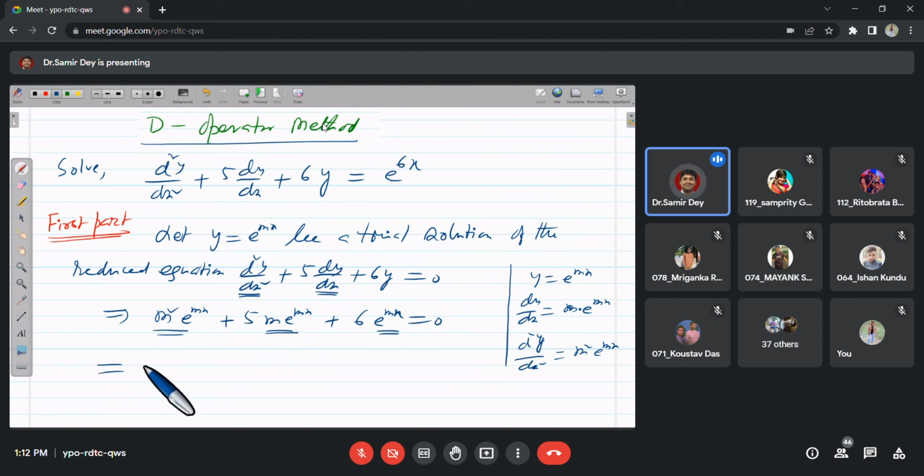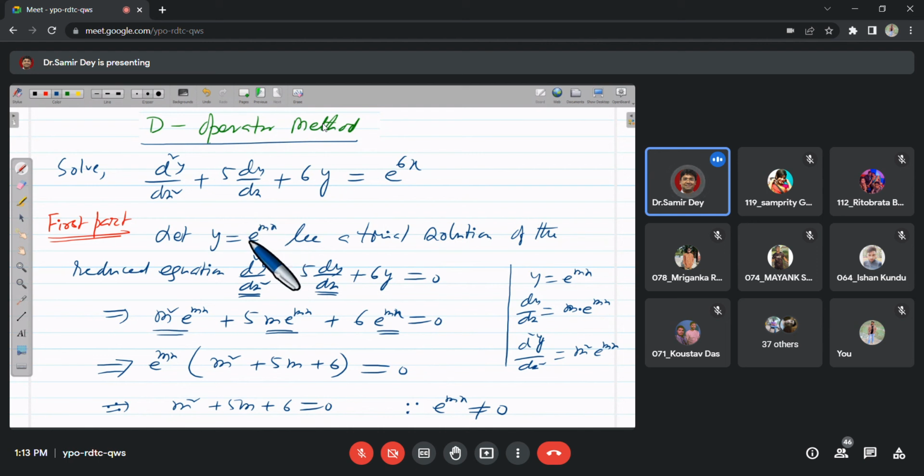Okay, now can you tell me which part you can take common? e to the power mx. Yes, e to the power mx you can take common. It is coming m square plus 5m plus 6 equals 0. So then you can write down m square plus 5m plus 6 equals 0, since e to the power mx should not be 0. Why should it not be 0? Because you are considering it as a solution. If e to the power mx becomes 0, then ultimately the total equation becomes 0. So that's why e to the power mx should not be 0.